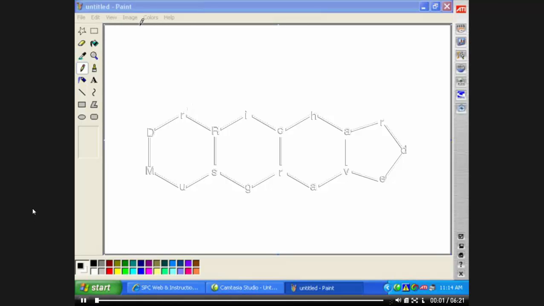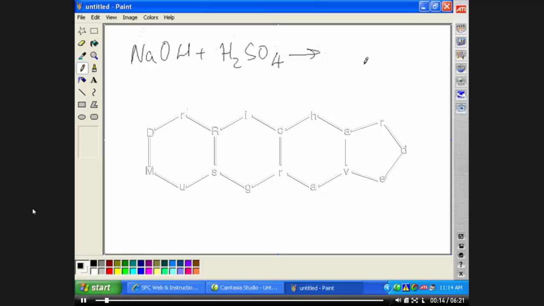Well, welcome back everybody. We're now going to be looking at predicting acid-base reactions. We'll start off with a fairly easy example, NaOH plus H2SO4. And we want to figure out what the products are going to be here.